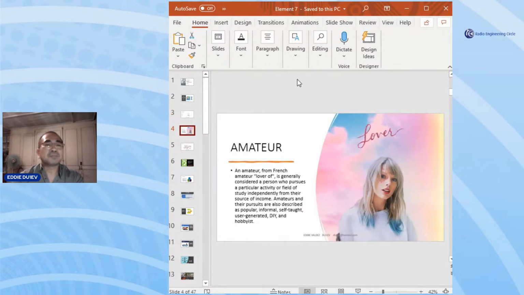Okay. So, let's start with the basics. What is an amateur? Where does the word amateur come from? An amateur, from the French amateur, lover of, is generally considered a person who pursues a particular activity or field of study independently from their source of income.